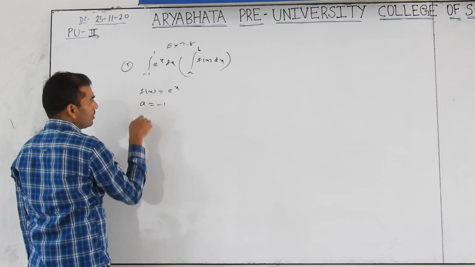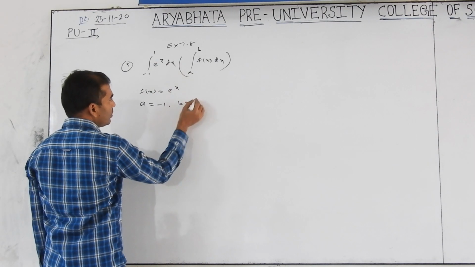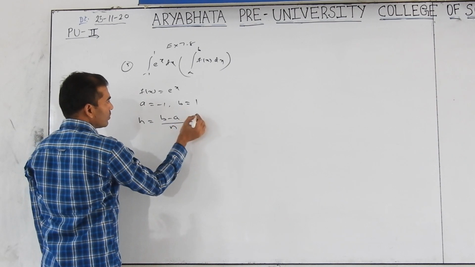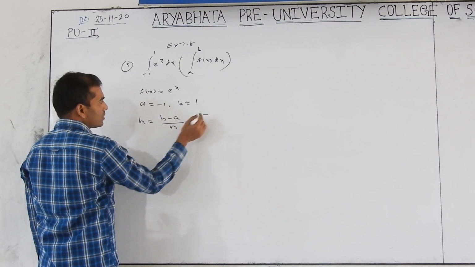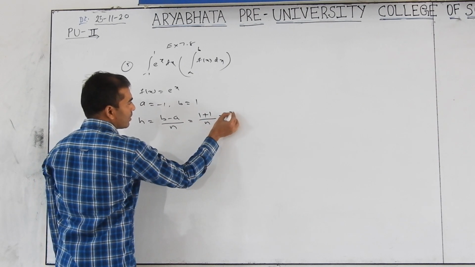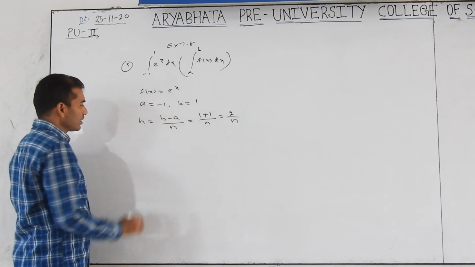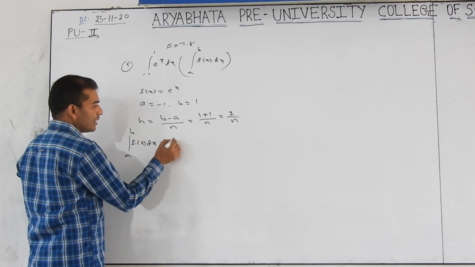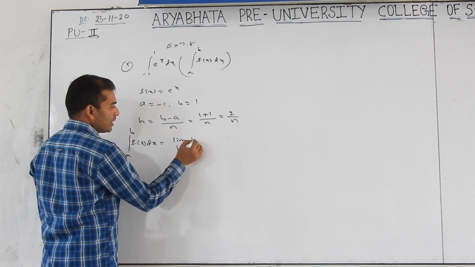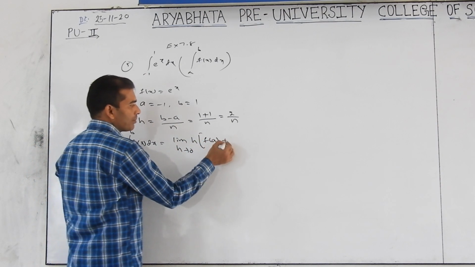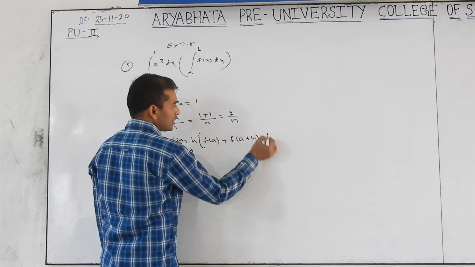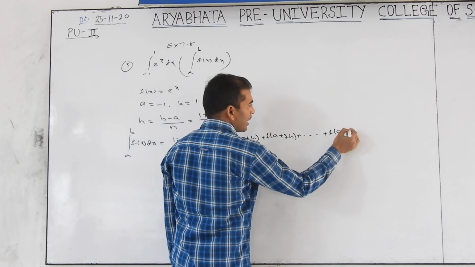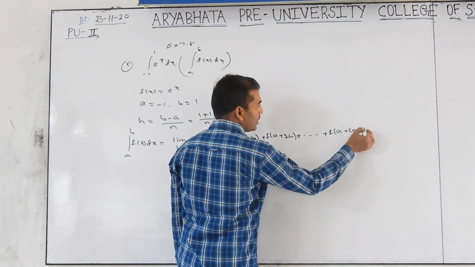Lower limit a equal to -1. Upper limit b is equal to 1. h is equal to b minus a by n, so minus 1 plus 1 by n, equal to 2 by n. What is the formula, limit as sum? Integration of a to b f of x dx equal to limit of h tends to 0, h into f of a plus f of a plus h, f of a plus 2h, plus so on, f of a plus n minus 1 into h.